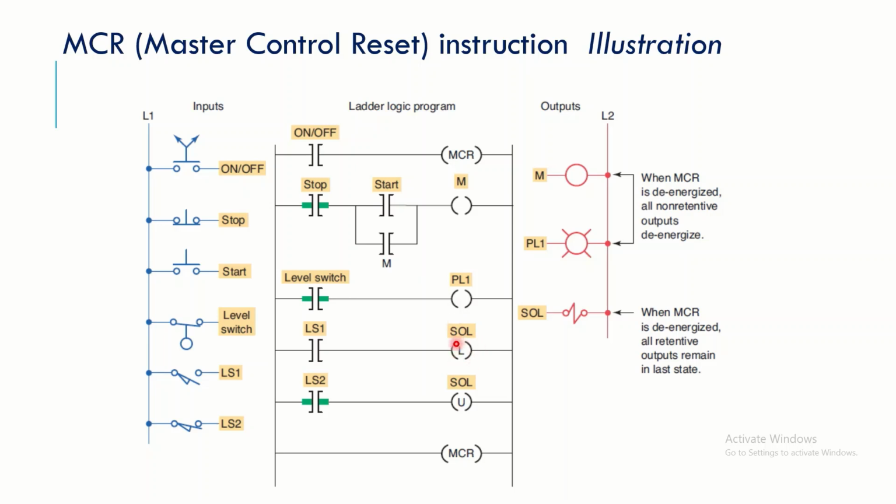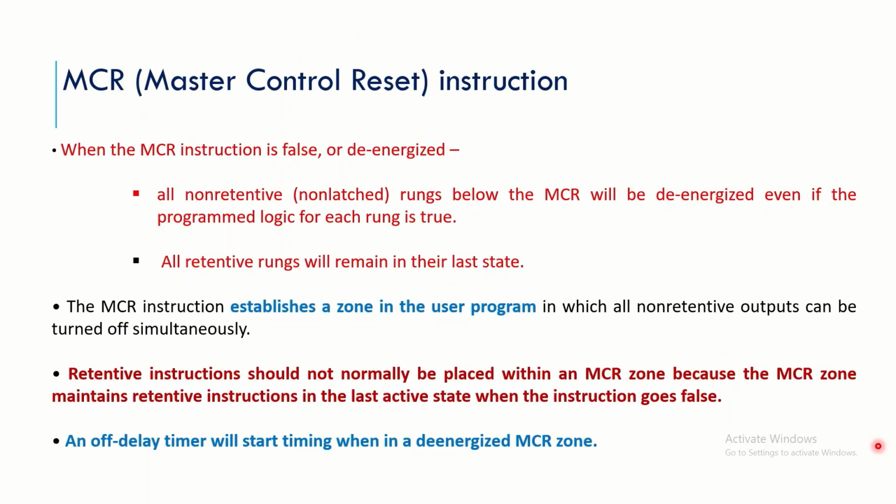However, if the solenoid was on when the MCR was deactivated, it will retain that condition because this is a latched output. So all retentive outputs remain in their last state, and all non-retentive outputs are simply de-energized.